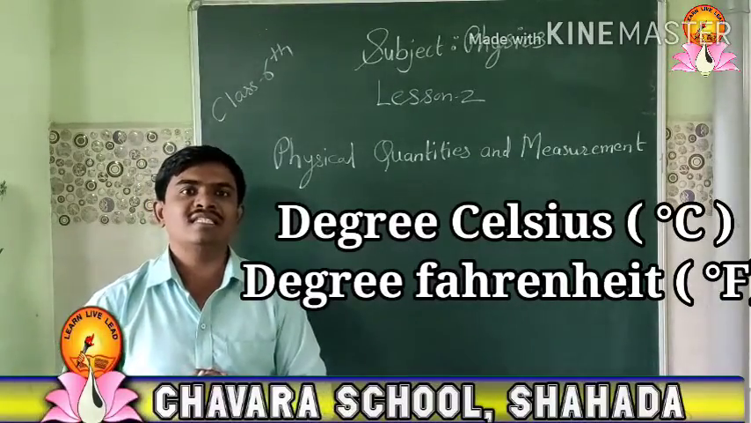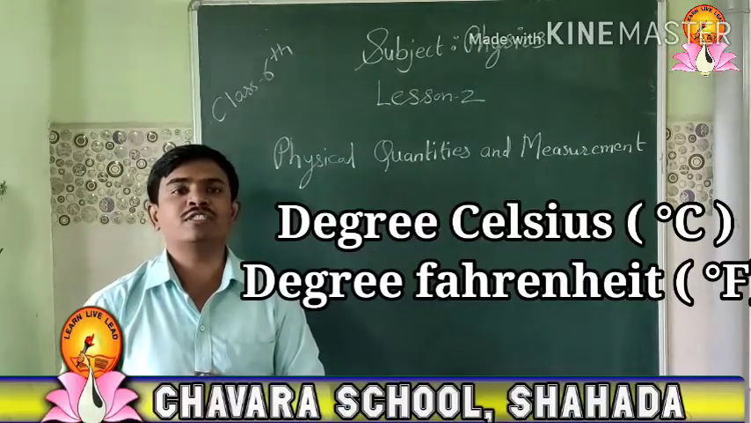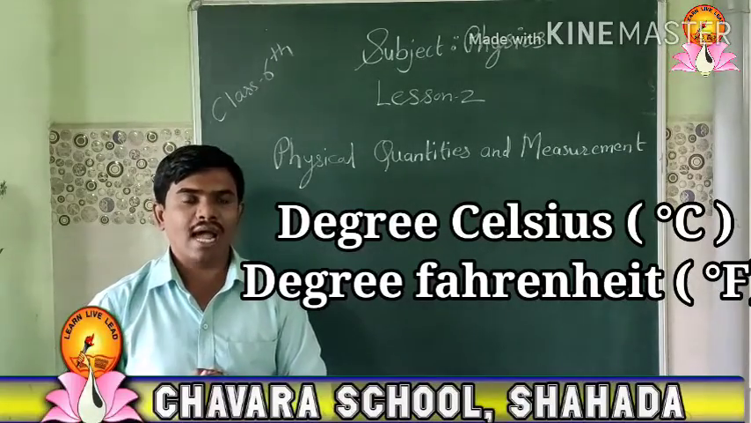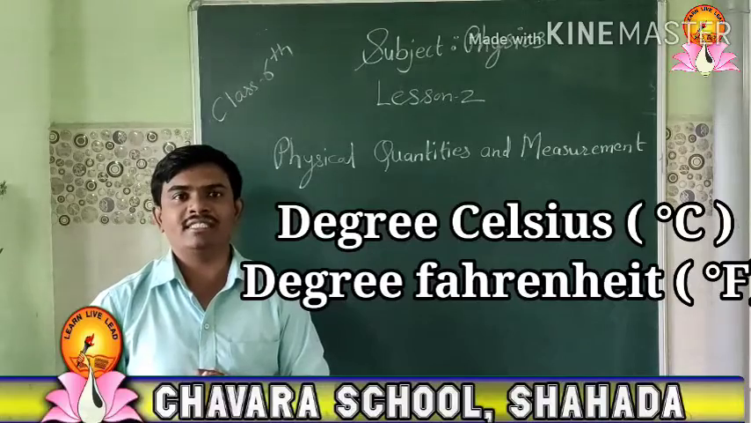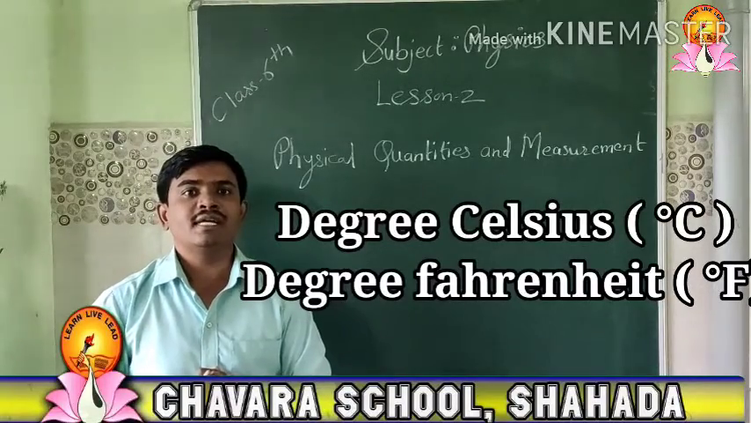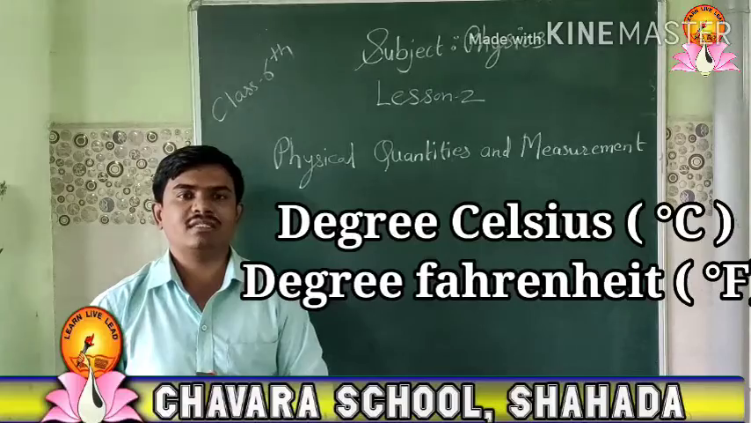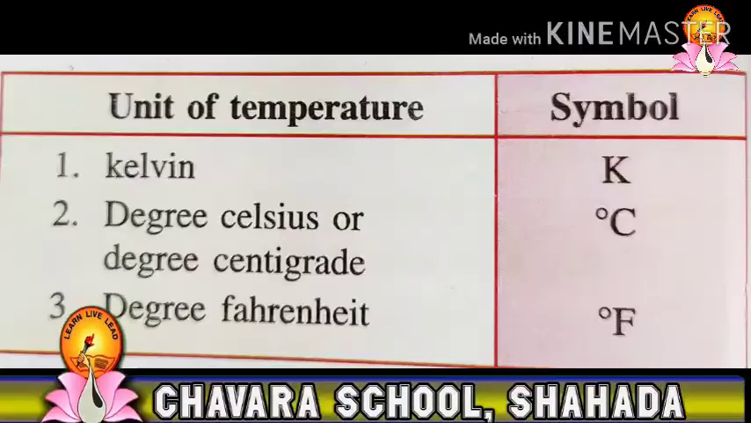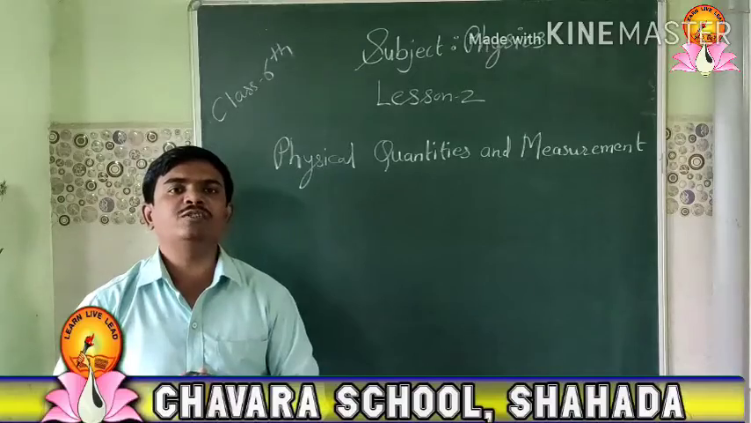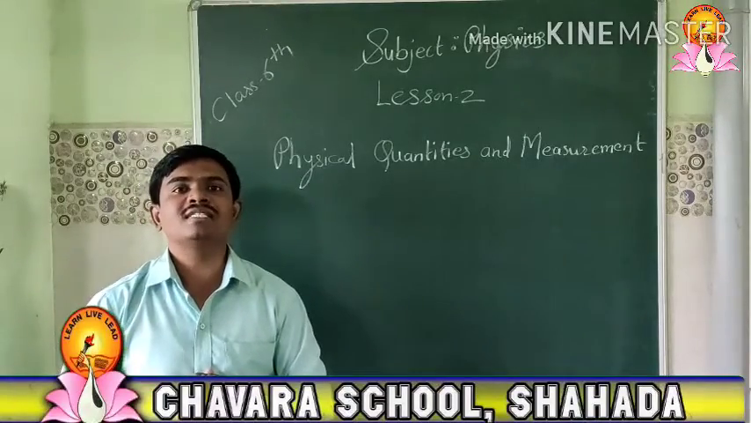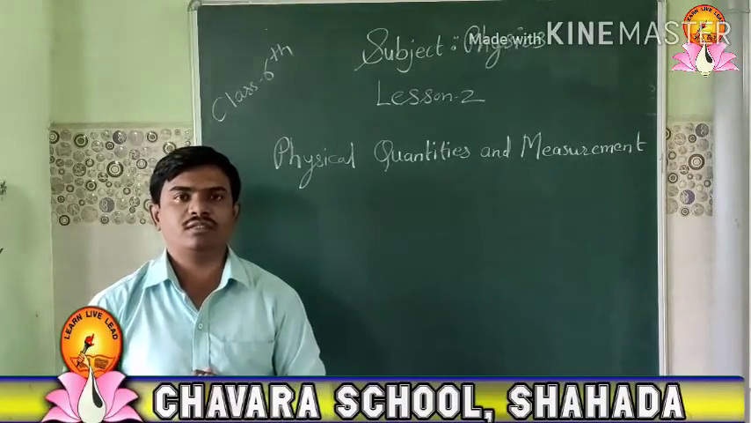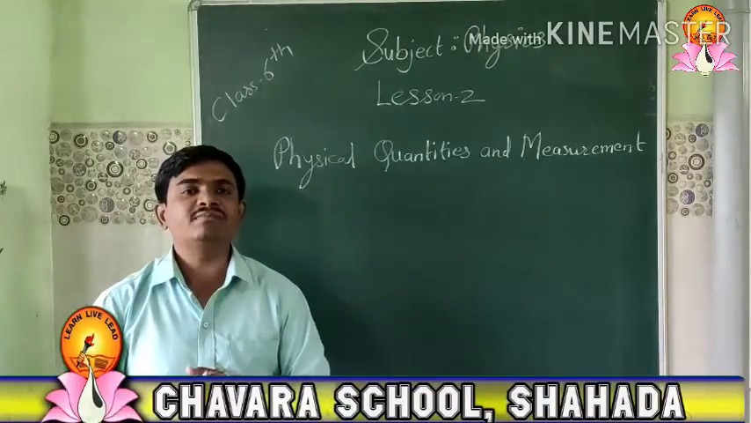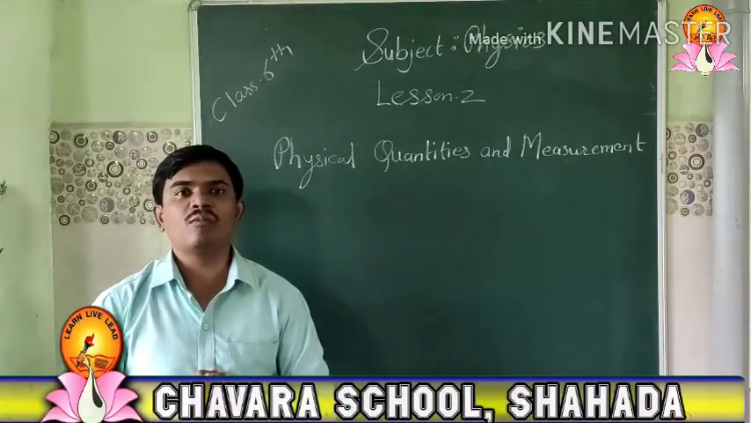Degree Celsius, this unit is given by Andrew Celsius, and degree Fahrenheit, this unit is named after the scientist Gabriel Daniel Fahrenheit. Now students, I will teach you devices to measure the temperature of an object. The temperature is measured with a thermometer.